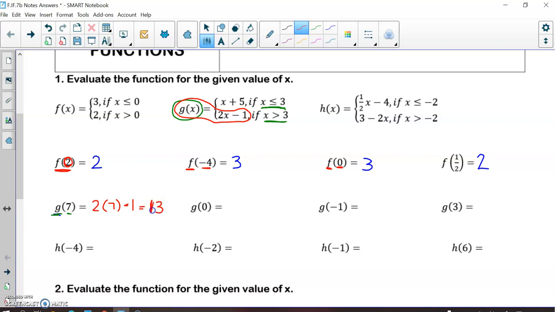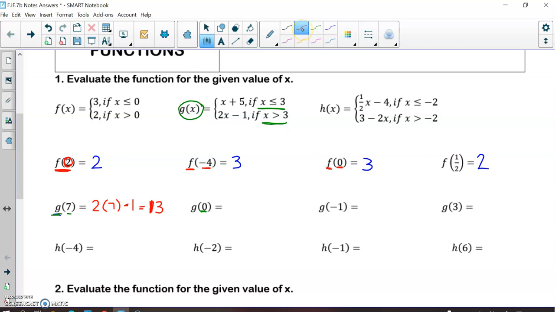So my y value is 13 when my x value is 7. Moving on to g of 0. So I'm going to use my g of x function again. My x value is 0. So looking at my inequalities, is 0 less than or equal to 3, or is 0 greater than 3?